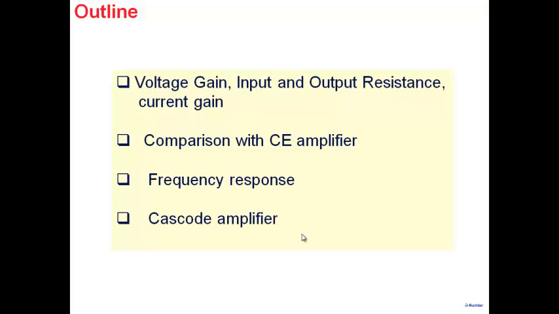All right, so as usual, when you take an amplifier, what you're interested in is voltage gain, input and output resistances. Comparison with common emitter amplifier. This is our default amplifier, the first amplifier that we've studied, and we need to look at how a common base compares with common emitter amplifier. We need to look at its frequency response, and we'll see that there's something called a cascade amplifier, which combines the advantages of both common emitter and common base.